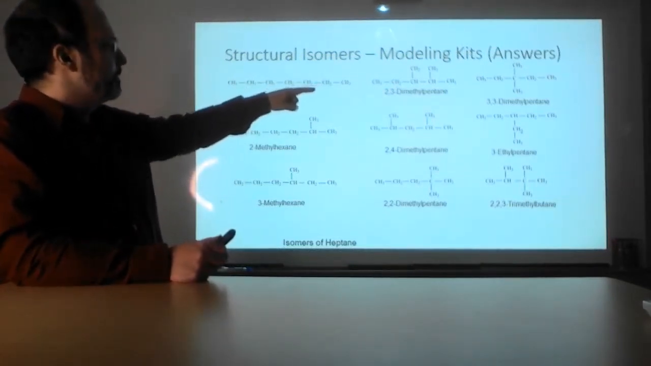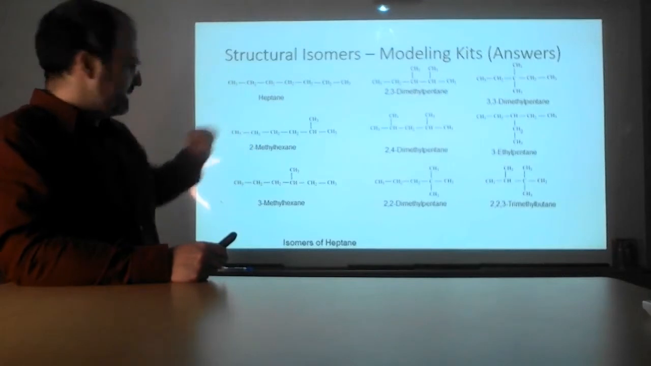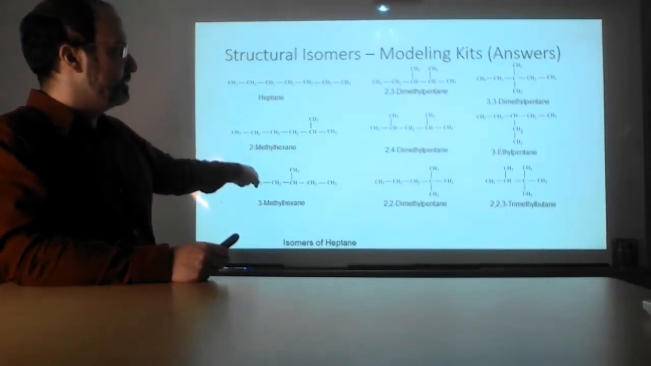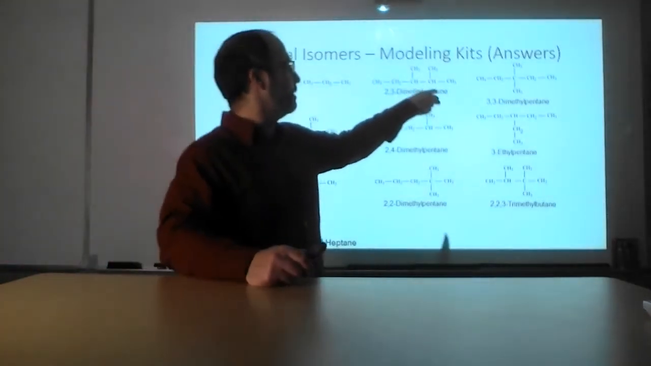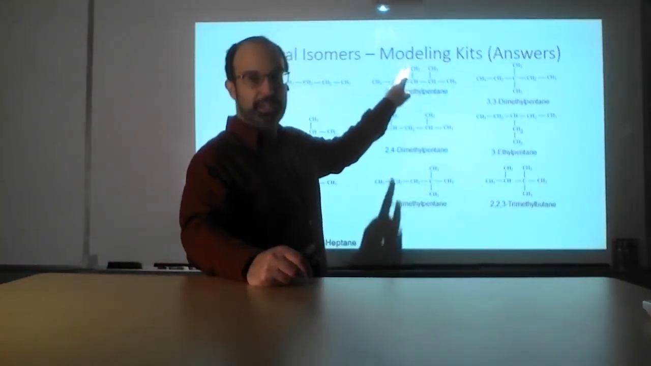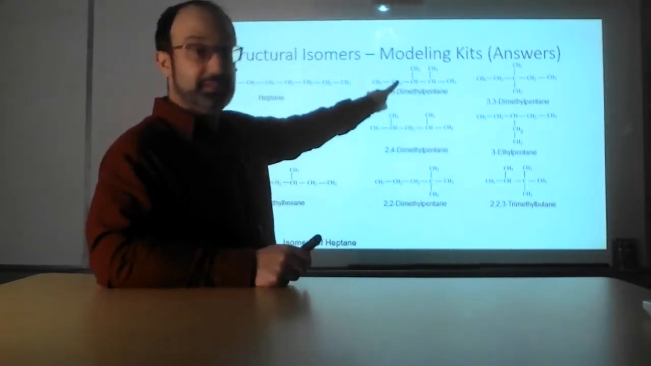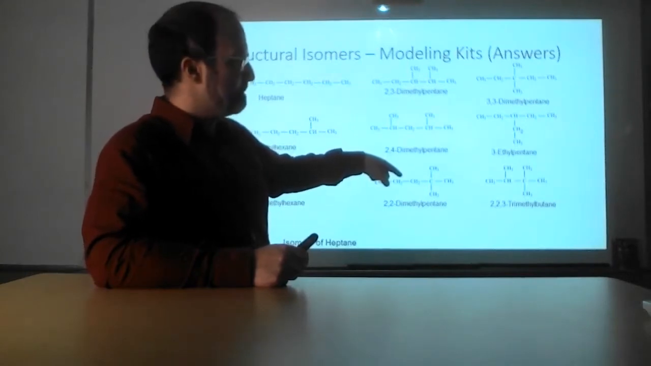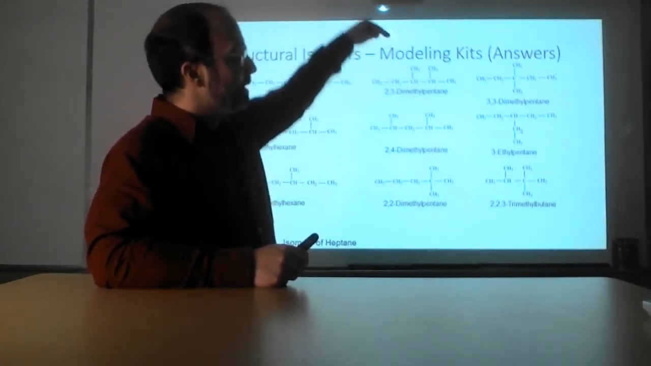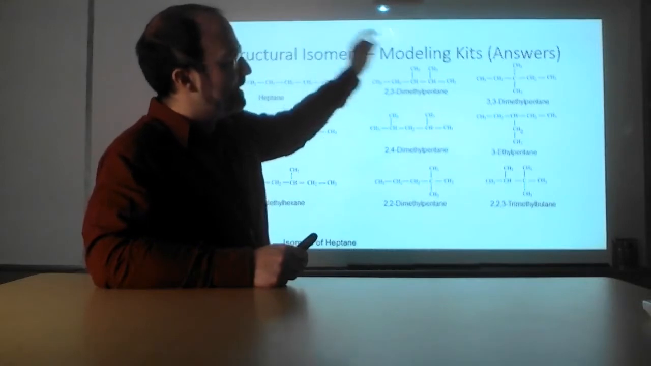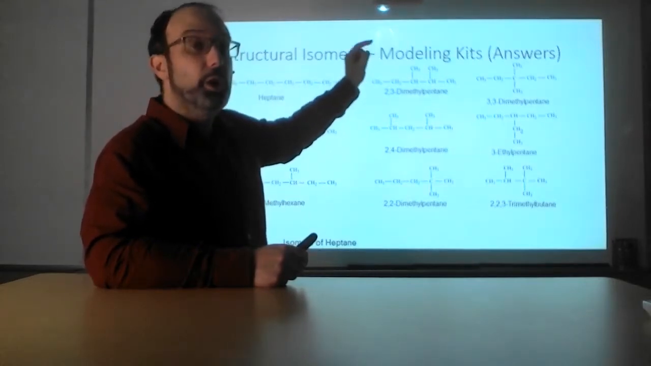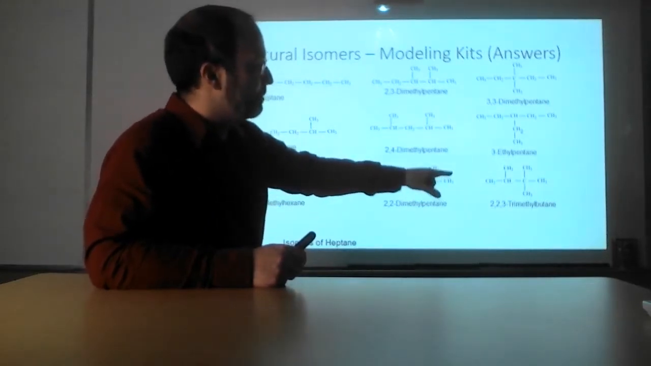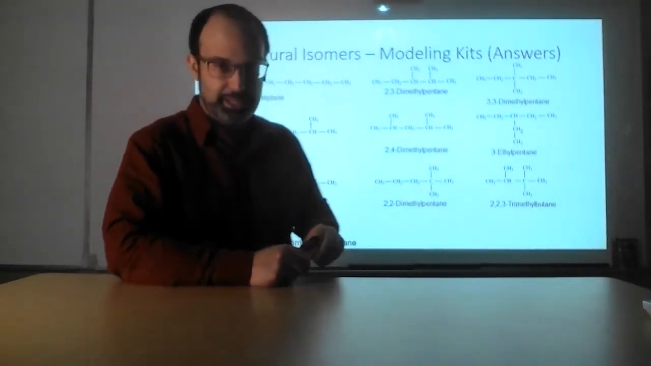7 in a row. 6 in a row with one sticking out. We did that one. 6 in a row with one sticking out, but not on the second one, on the third one instead. Then I have 5 in a row, 2 sticking out. 5 in a row, 2 sticking out in different places. 5 in a row with 2 sticking out on the same one. 5 in a row with 2 sticking out on the same one in the middle. 5 in a row with 2 sticking out all together. It's an ethyl instead of a methyl. And then finally, you got 4 in a row with 3 total sticking out.